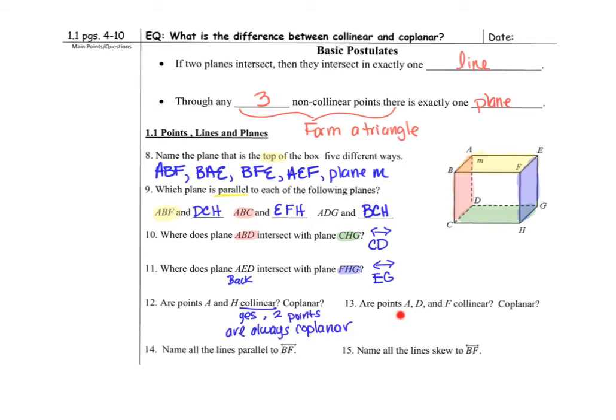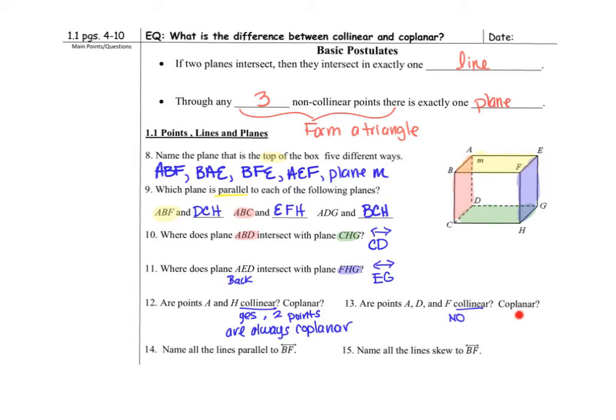If we look at A, D, and F, we're going to figure out if they're collinear and coplanar. So A, D, and F, think about whether or not they are on the same line. So A and D look like they're collinear, but D and F could be collinear if I drew a line from D to F, but all three of them together are not collinear.